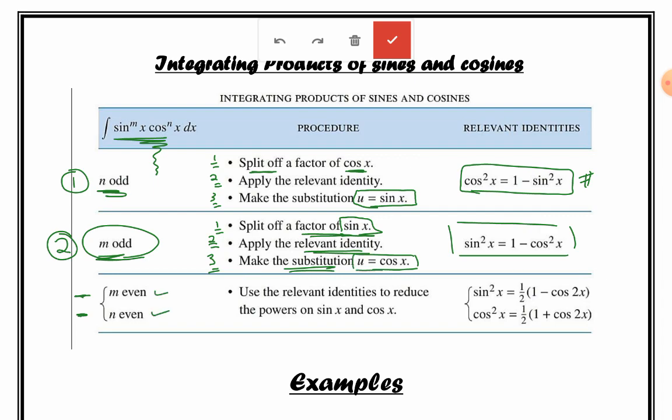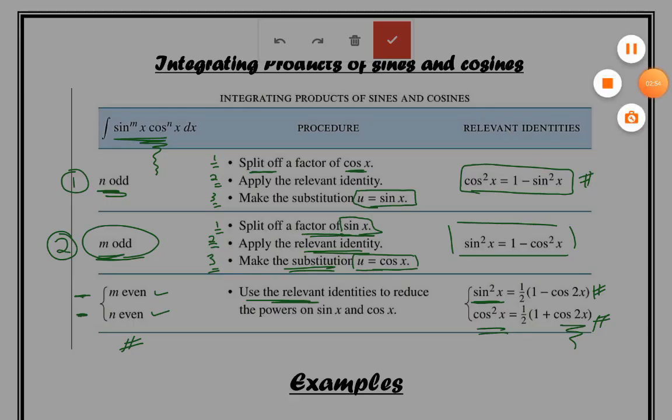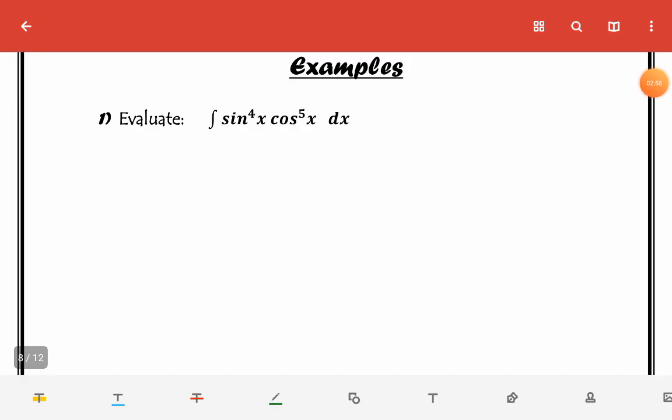But if both m and n are even integers, in this case use the relevant identities: sine squared x equals one half times 1 minus cosine 2x, the double angle, and cosine squared x is one half times 1 plus cosine 2x. This is our rule, which we should use and follow in the next two examples.